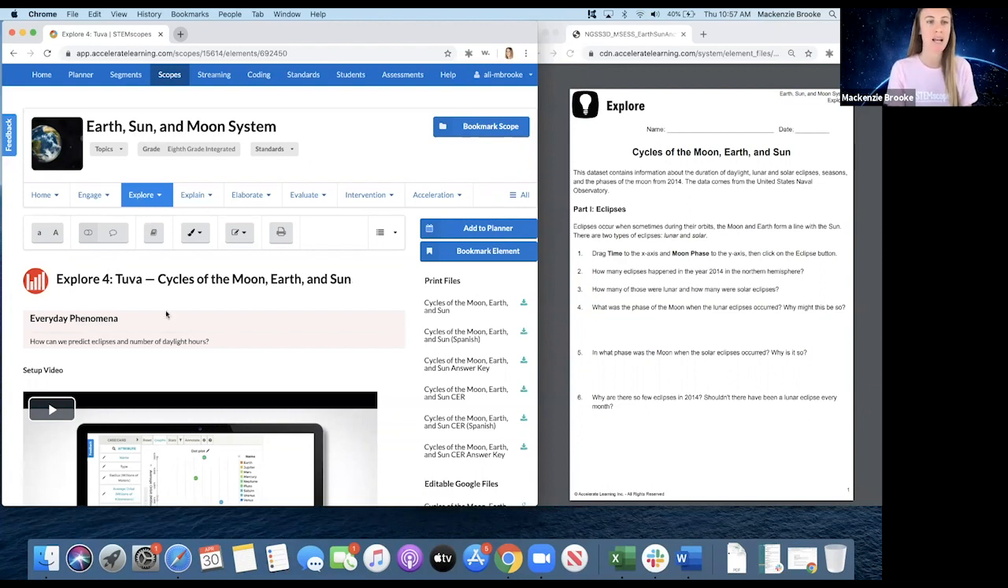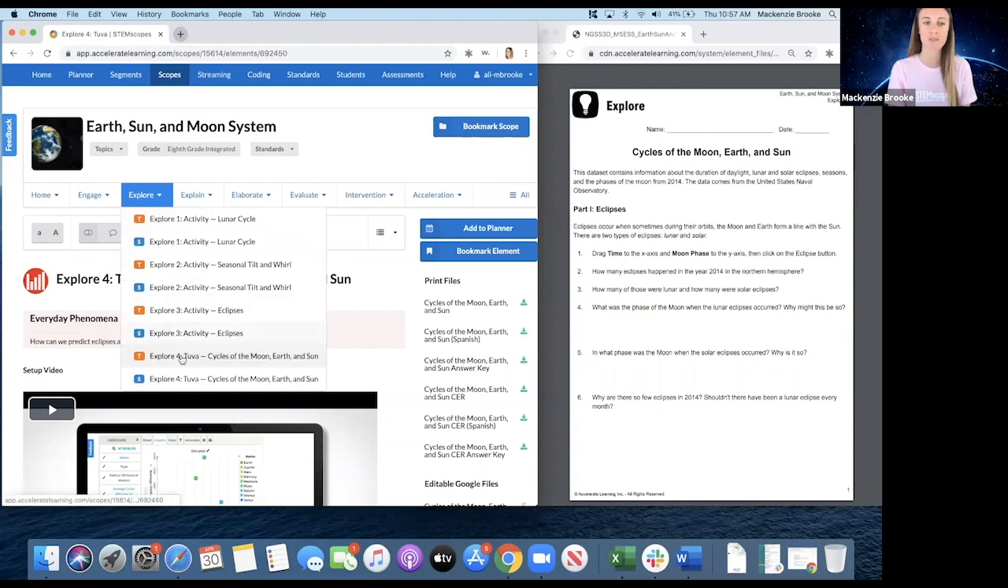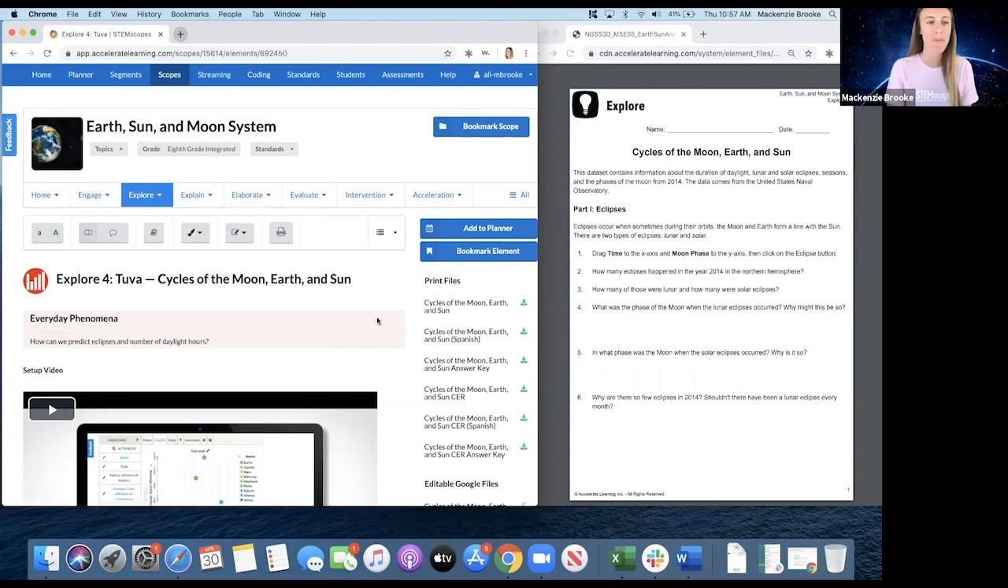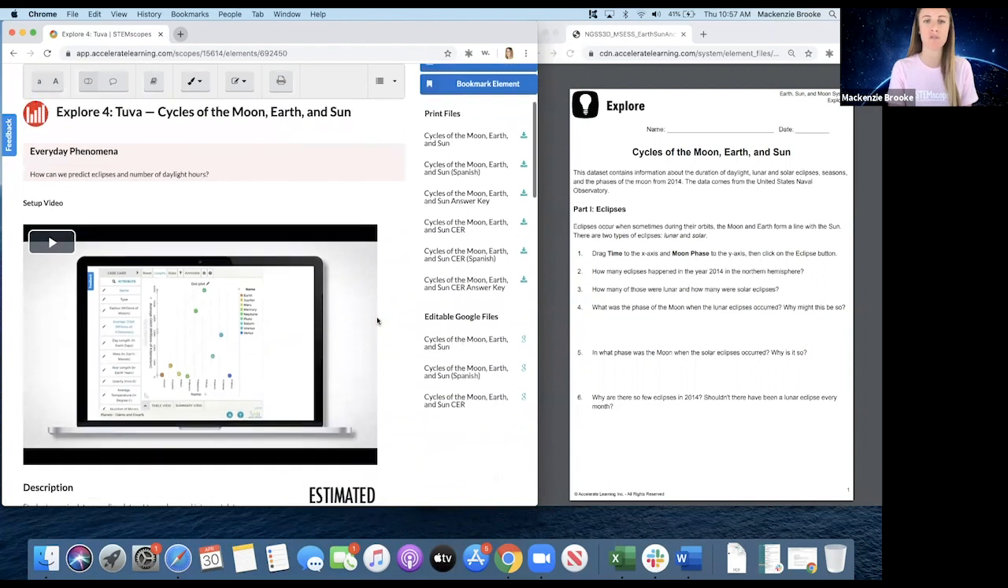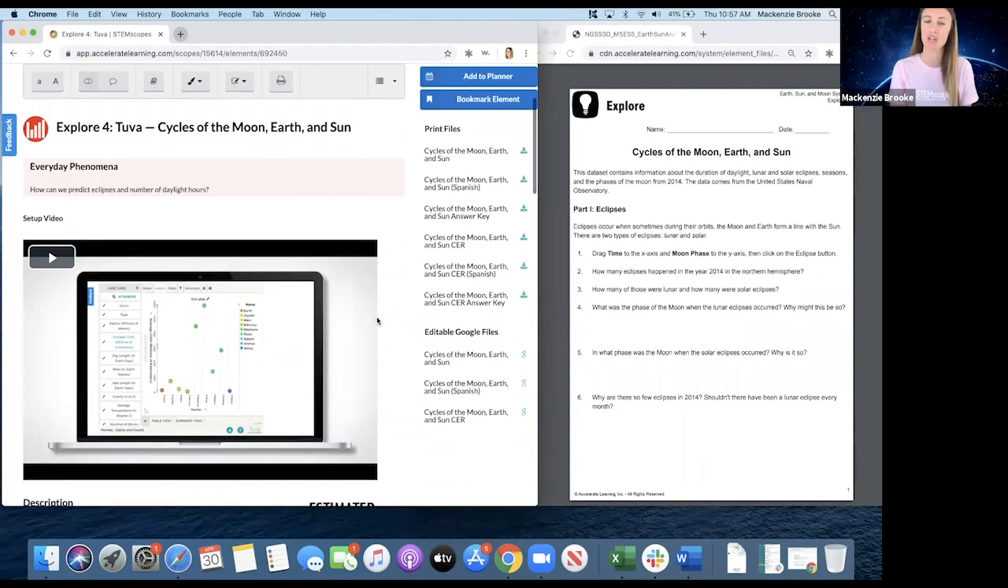So today, to get here, what you're going to do once you're in this scope is go to the Explore. It's actually our fourth Explore here. And I'm going to walk you through how to use this TUVA dataset, how students can actually go ahead and manipulate some data.